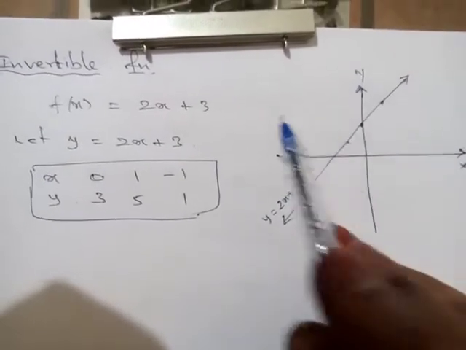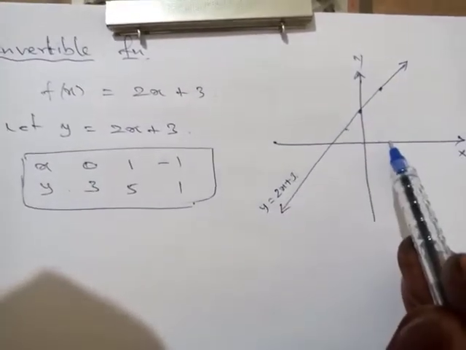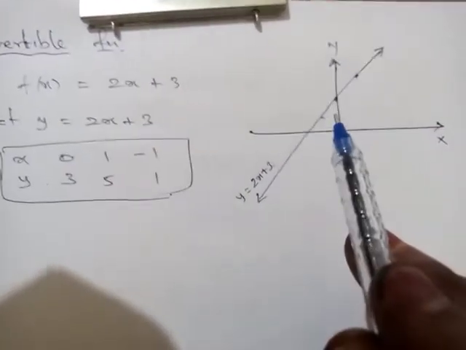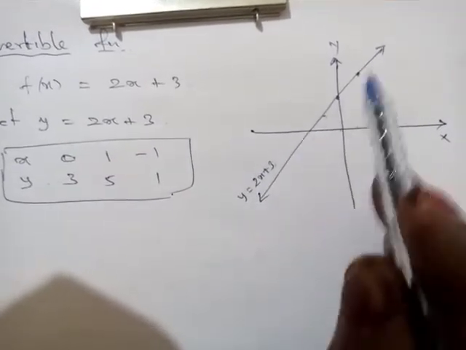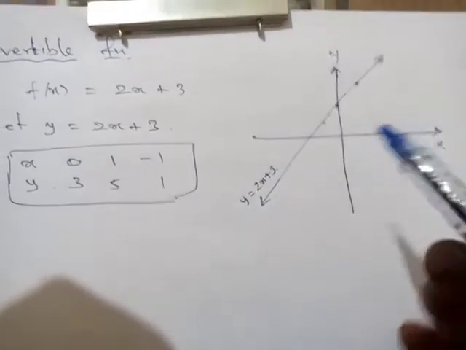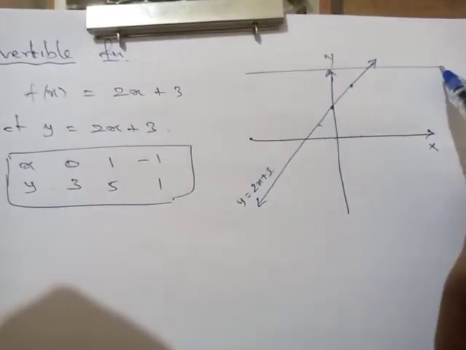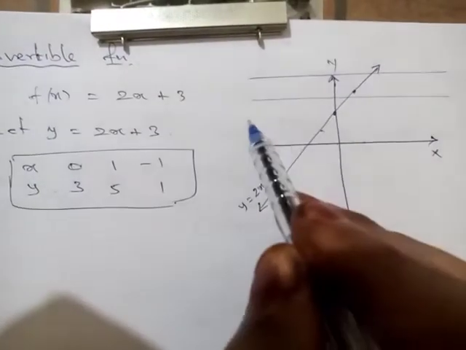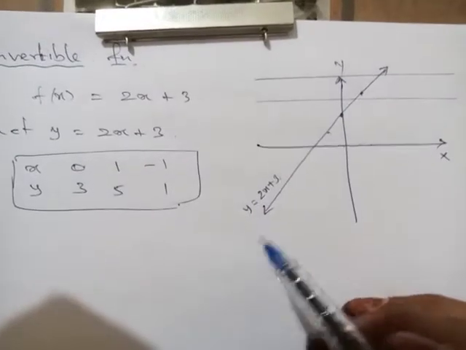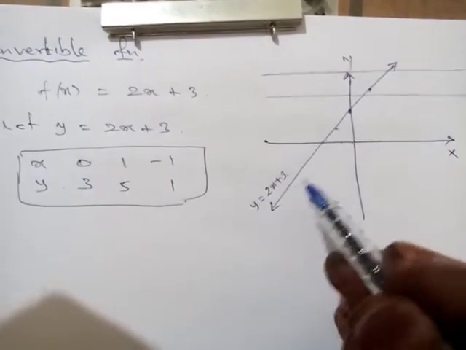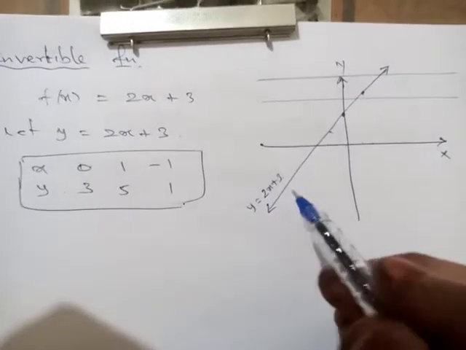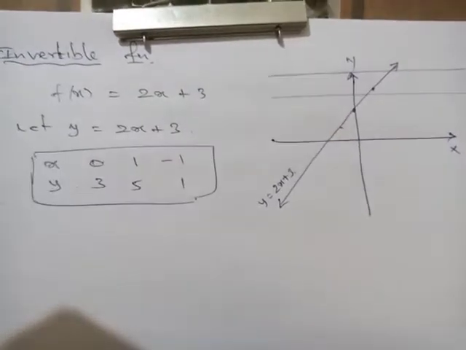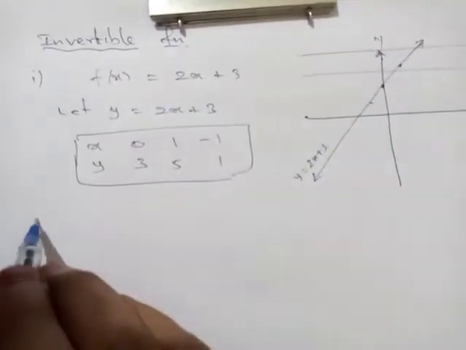In this, we have to draw a horizontal line which is parallel to the x-axis, and check how many times it cuts this line. If you draw that horizontal line here, it will cut the line only once. If you draw it here, that also cuts only once. Anywhere you draw a line parallel to the x-axis, it will cut the line only one time. If it is so, then this function has an inverse. That's all.